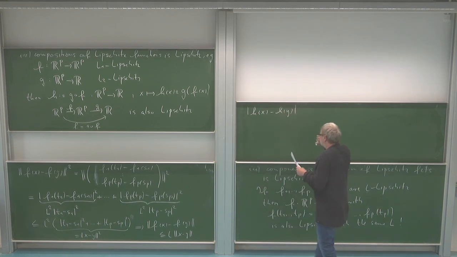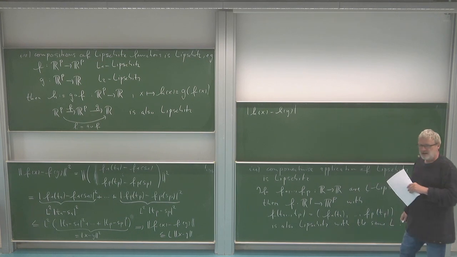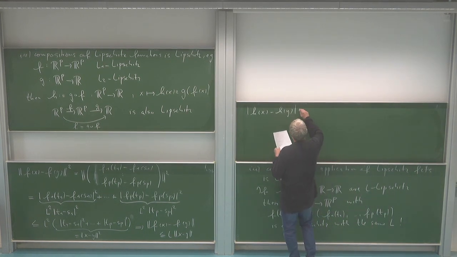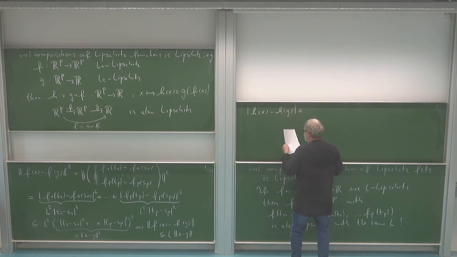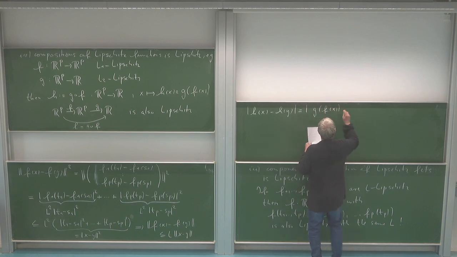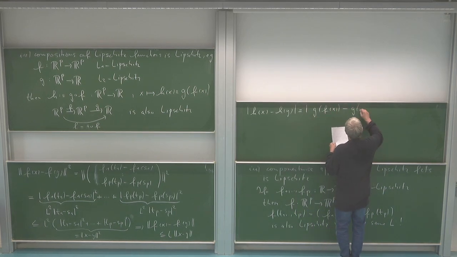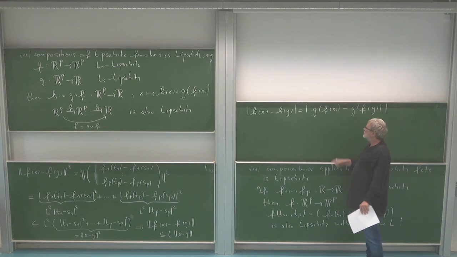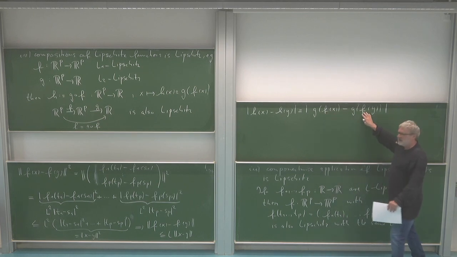So I have to check the Lipschitz condition for h. If I compare two arguments x and y, of course h is just g of f of the argument, so here x, and here it's g of f of the argument, so here it is y. Now I use the Lipschitz condition for the function g for the argument f of x and the argument f of y.